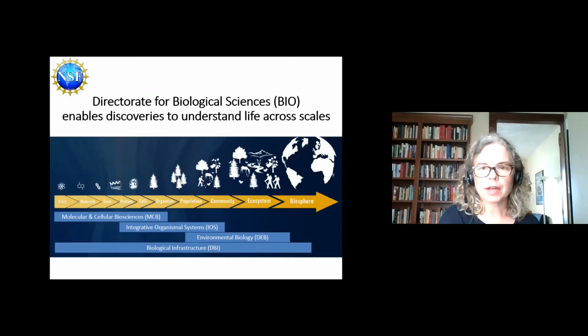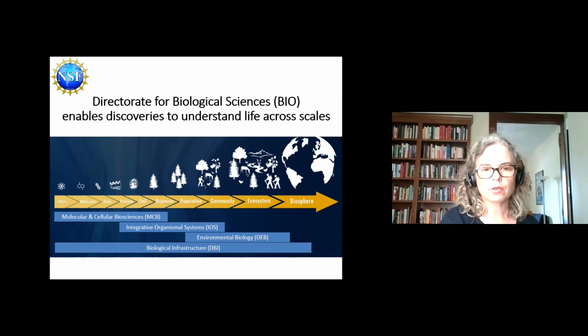So the Bio Directorate has within it 4 divisions, and these probably look kind of similar to some of the departments that you all call home. So these range in scale from the molecular scale, so Molecular and Cellular Biosciences is the division that funds research in that area, to the large scale. Environmental Biology is my home and where we fund work in ecology and evolutionary biology.